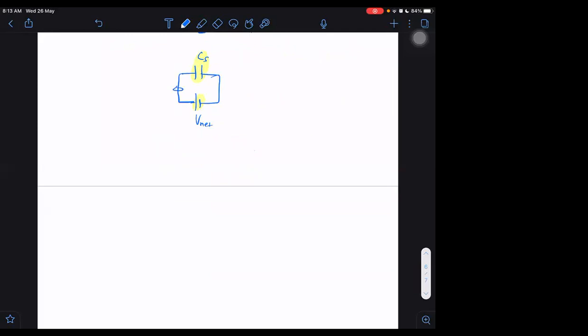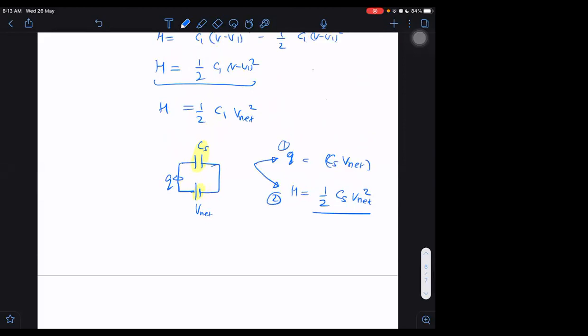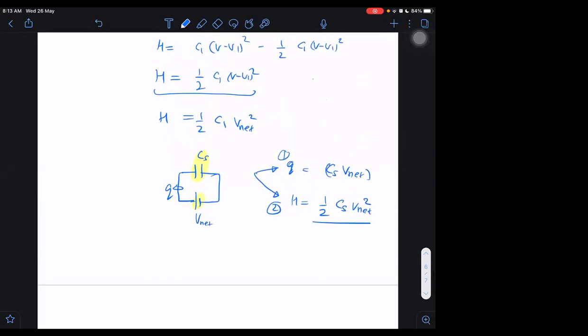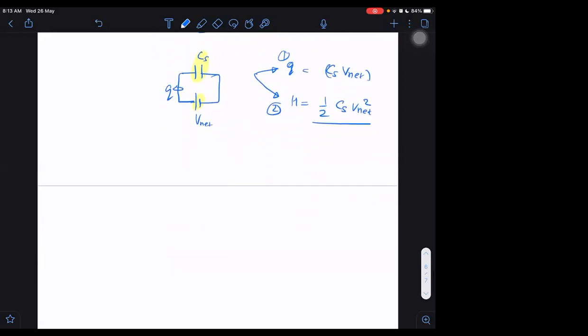I have noticed I can use it to find two things at least. One is Q. It works fine. If I find Q, that will be just CS into V net, the charge supplied, not the final charge. And second thing I have observed, it works fine to find out the heat energy produced, half of C in series into V net square. It is fine for these two things.